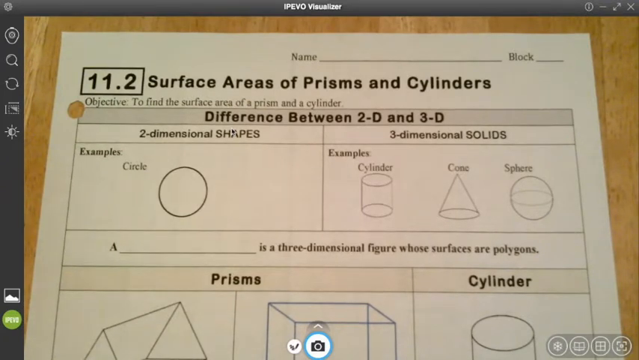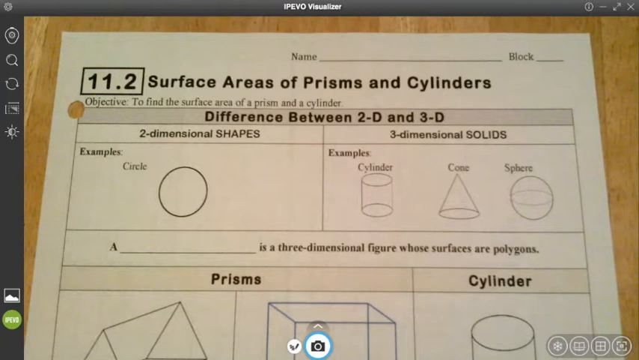Our first section is surface area of prisms and cylinders, and our objective is to be able to find the surface area of those shapes, specifically prisms and cylinders. So before we can talk about defining a prism and a cylinder, we need to go back and recall the difference between our different dimensions.